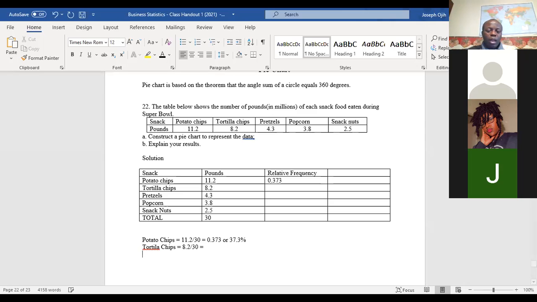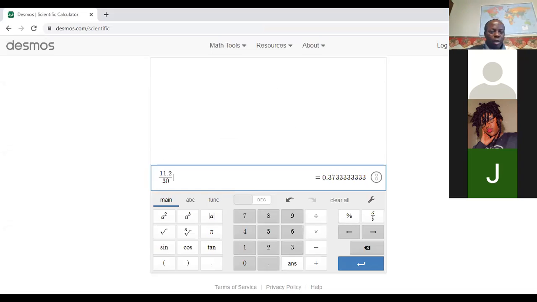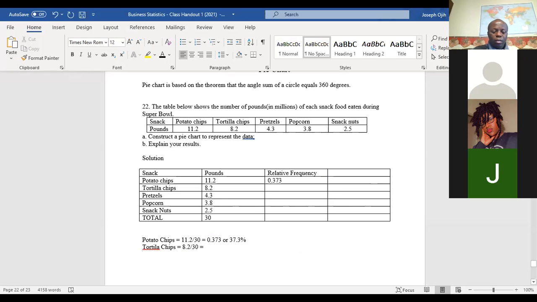So this one, I'll take you to decimals. 8.2 divided by 30 gives us 0.273, or if you like, 27.3%. So here is 0.273.